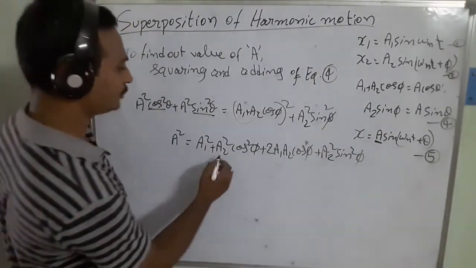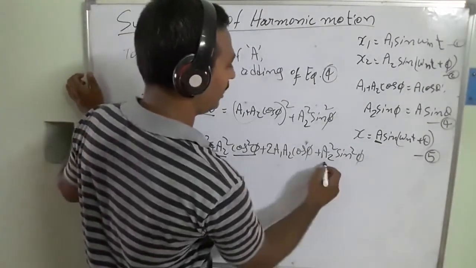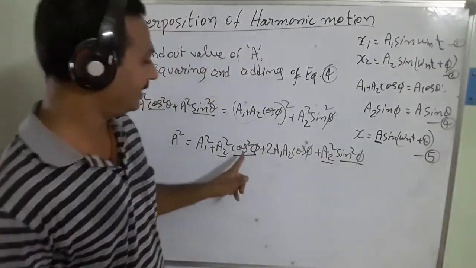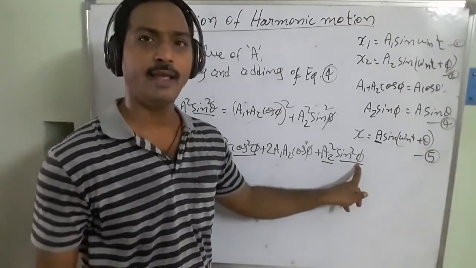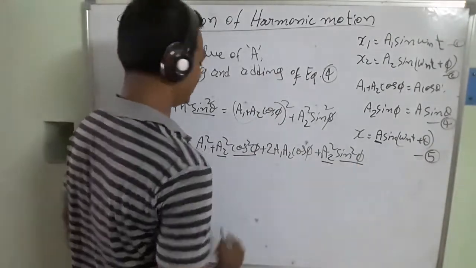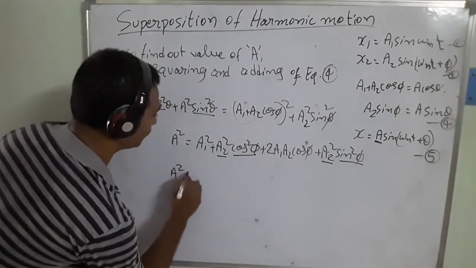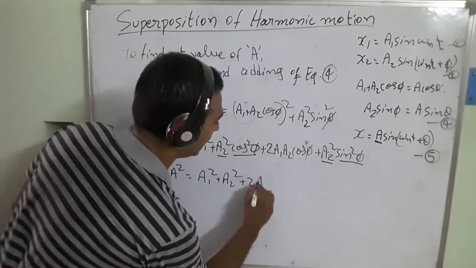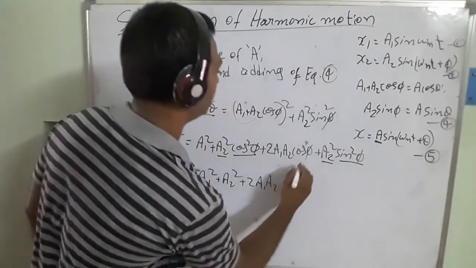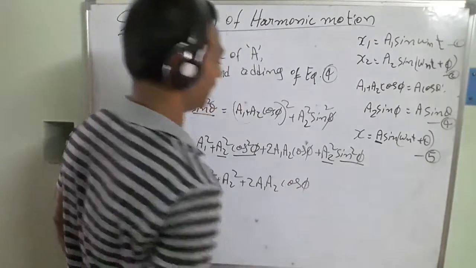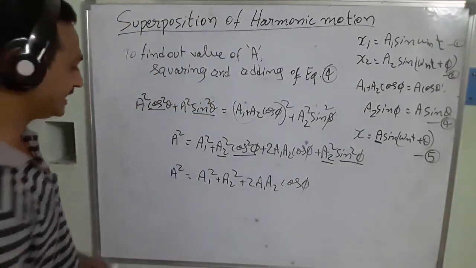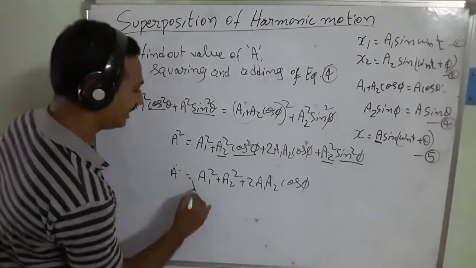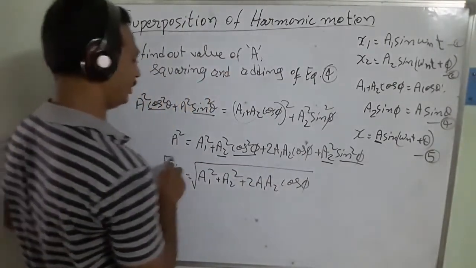So then in this case, can you see a2 square cos square φ, a2 square sin square φ. If I take a2 square common, then what will happen here? Cos square φ plus sin square φ is equal to 1. So the final equation from this one is a square equal to a1 square plus a2 square plus 2 a1 a2 cos φ. Then for further simplification, the square term that I am going to take to the right side of the system, then I will get it in this way.